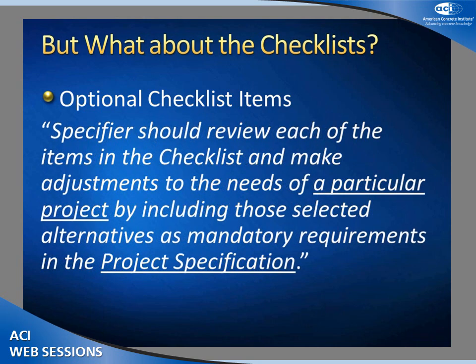But once again, I'd encourage you to review each of the items, even the optional items, for your particular project and your project specification. It's not something that you can just say, reference ACI 350.5 and everything's covered. You got to do your homework to get it into your contract documents properly for the contractor to use.